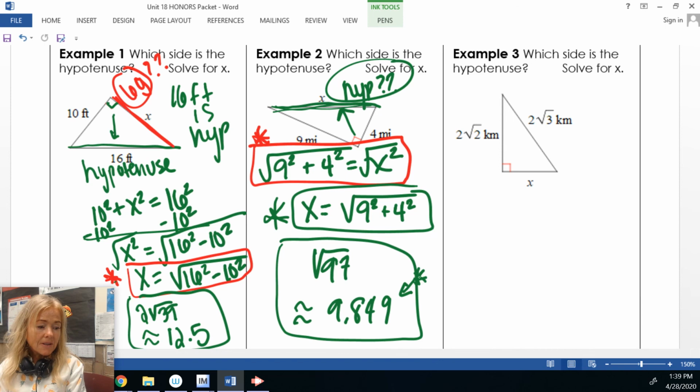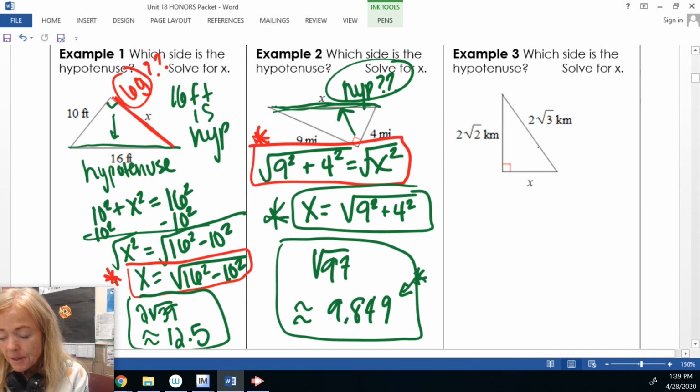All right, and that's how you solve those. I have a couple minutes before this is going to be 15 minutes, so I'm going to just set up the next one and solve it and be done, and then we'll do part 2 for the next part. Okay, which side is the hypotenuse, and solve for x? Oh yeah, I figured it out. So this right here is the hypotenuse.